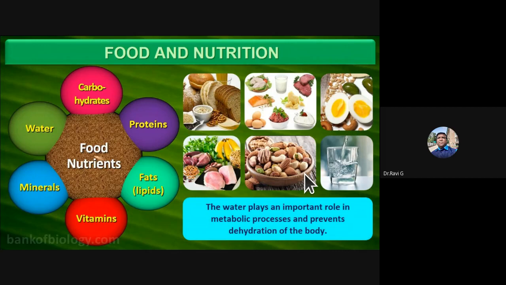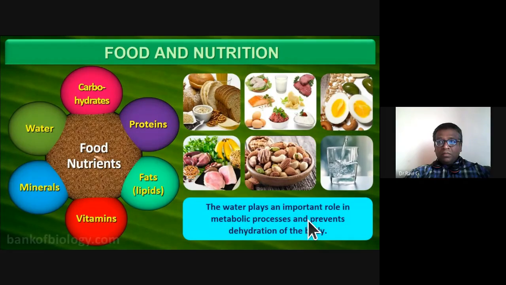Then minerals, the water. So water plays an important role in the various metabolic processes and prevents the dehydration of the body. So we have to consume a proper amount of water to help our body overcome the dehydration. And for the metabolic processes, water is an important aspect of our metabolic process. So we should consume a good amount of water every day, at least 2 liters of water every day.